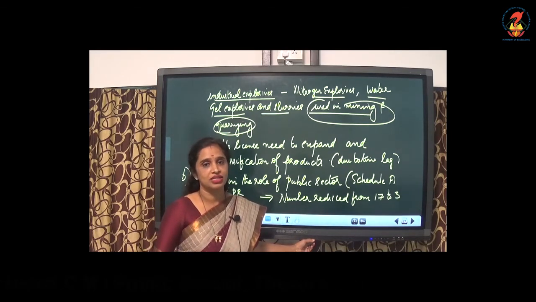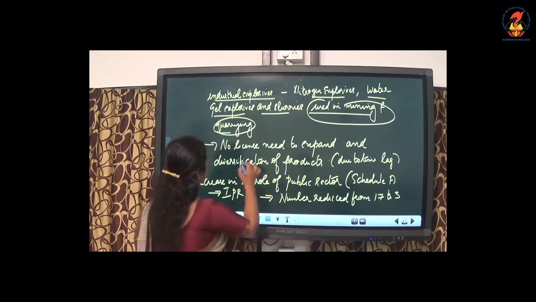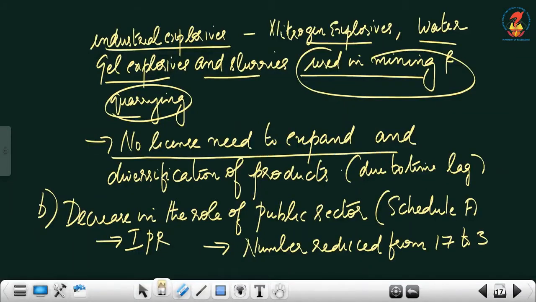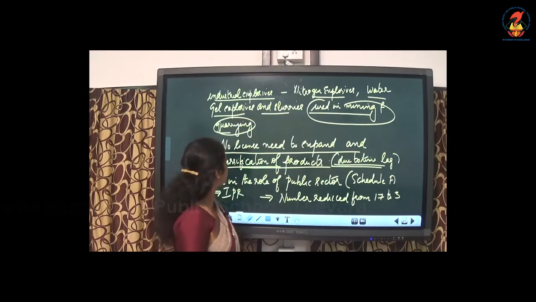Only for certain areas, licensing was considered to be compulsory. For the rest of the areas, there was no need of licensing. Even to start the business, and even to expand, no license was needed, and no license was needed for diversification of products, due to the time lag, because a lot of time was taken to grant the license. So, license was not required to start a business, expand a business or do diversified products.